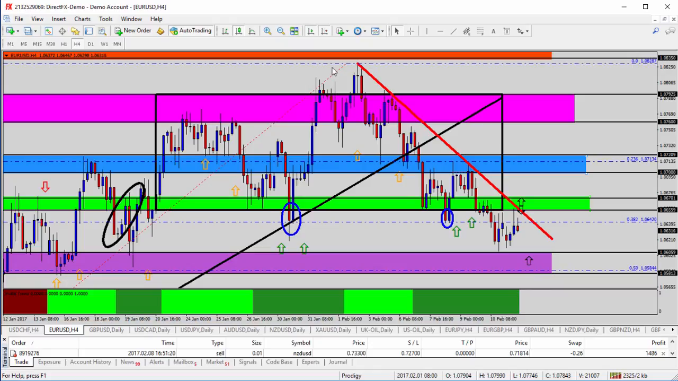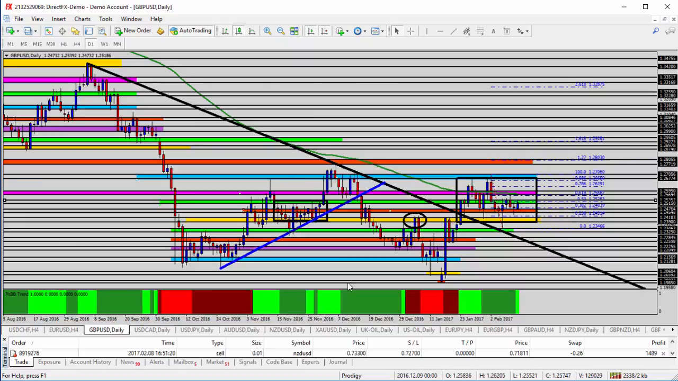I would lean towards the bearish direction and the red trend line that we see here, getting as close as possible to 106.50 for the euro dollar. Let's take a move over to the GBPUSD. This one's a little bit more difficult, I think.